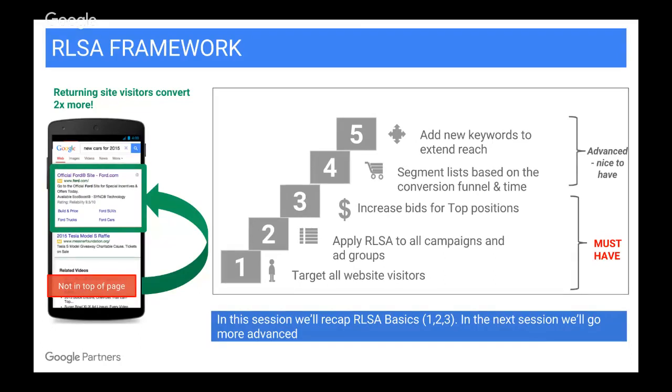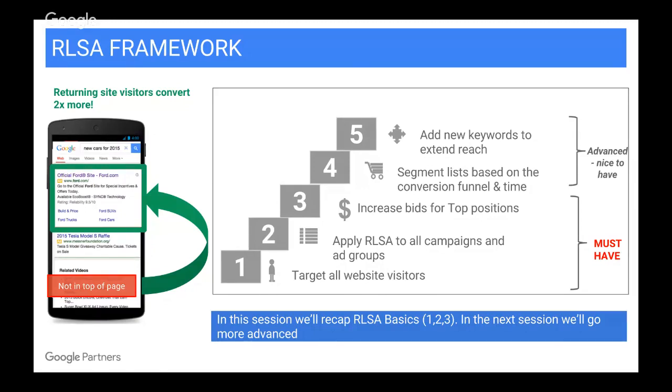Apply RLSA to all campaigns and ad groups. It's really important. It gives you a lot of data. You can see clicks coming from returning users, and impressions shown to your returning users. So make sure you're adding RLSA throughout all your campaigns. Increase the bids for top positions, and we will see this in depth later.